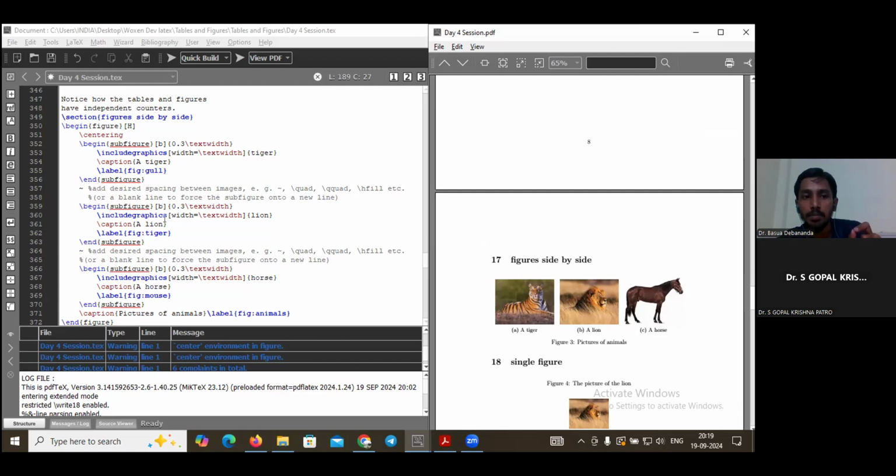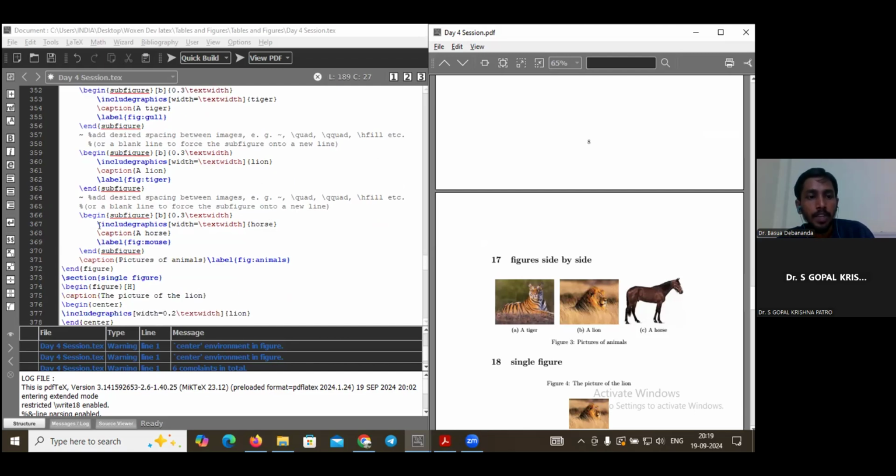Then if I write the second figure, for the second subfigure, again I will begin \begin{subfigure}, \includegraphics, width I have mentioned, and I have saved it as a lion, this one. Okay. Then the caption is a lion. This label is for citing. Then \end{subfigure}. Okay. For the third subfigure, same thing, \begin{subfigure} and \includegraphics, the common thing, and the width is given, and horse.